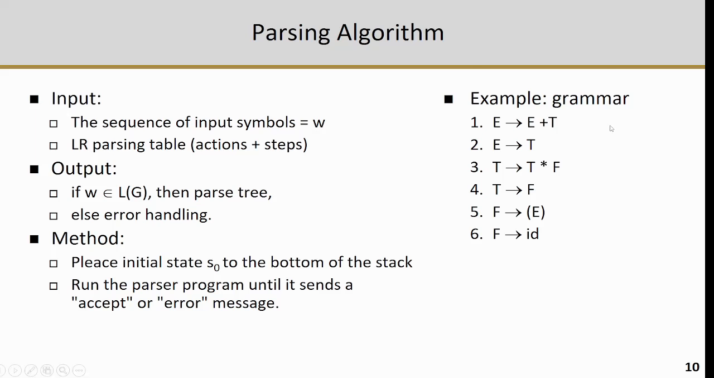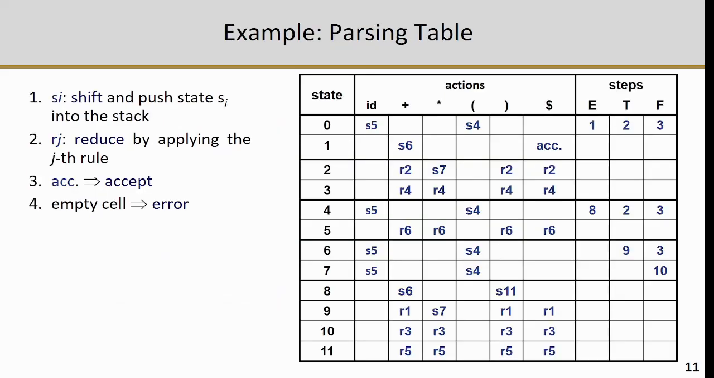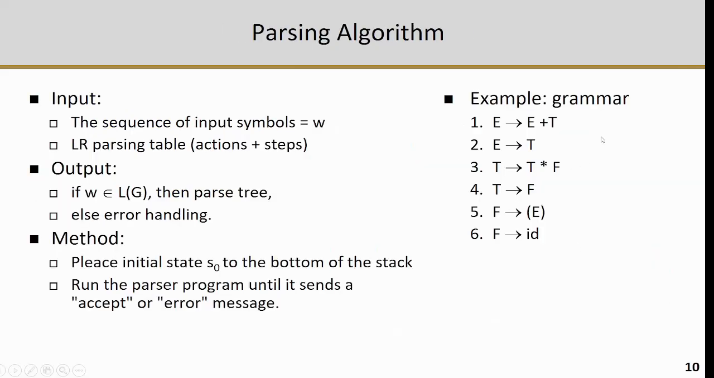Let's see an example. If we have a grammar like E to E plus T, E to T multiplied by F, T to F, and F to E in braces and F to id, then how can such an LR parser be constructed? As you can see, these grammar rules include some with left recursion, but it is not a problem for LR parsers in contrast to the LL(k) parsers, where we had to modify the grammar not to include left recursion.